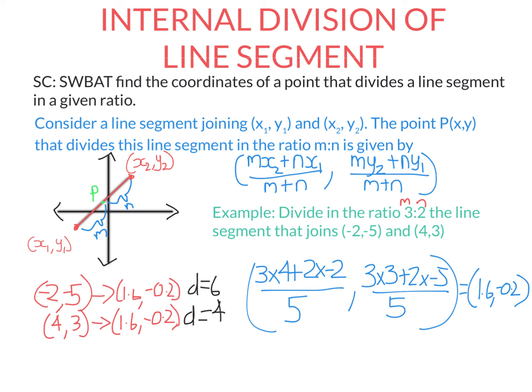So what we have here, if this is the point -2, -5, this is the point 4, 3, the distance to our point here, this is 6, and then it's another 4 from the point P to the point 4, 3, to the other endpoint. And of course, 6 to 4 is in the ratio 3:2.